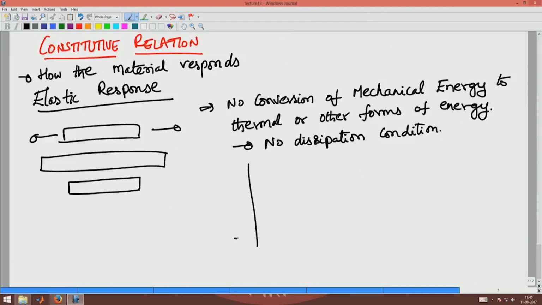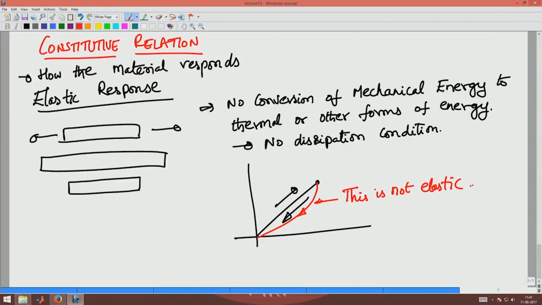That is, if I load a bar, say this is the loading path, if I unload it from here, it will traverse the same path again, it won't do this. If the unloading is like this, even though it reaches the same state, this is not elastic. The loading and unloading paths have to be the same, the shape should be preserved. So, all these are the attributes of an elastic response.